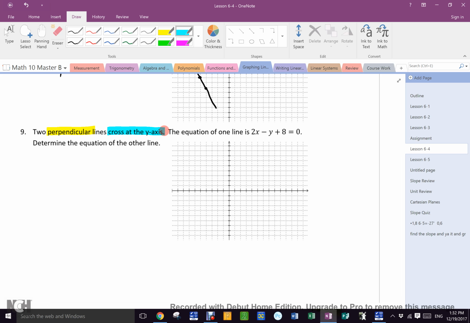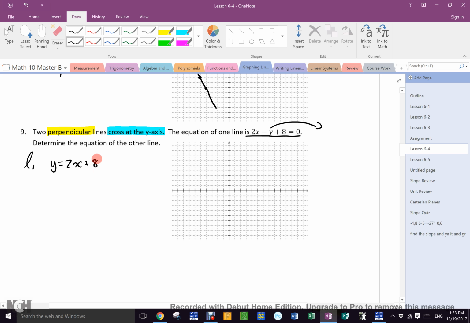Okay, so now, what form should I use? Even though we've been using point-slope form, what would be a better choice here? Y equals mx plus b. So let's start with line 1, which we'll do in black. What should I do to line 1 to make it easier to deal with? Make the y by itself. So that y would come over here, yes? And what would I get? Y equals 2x plus 8.